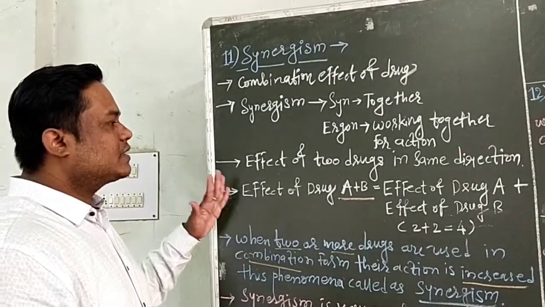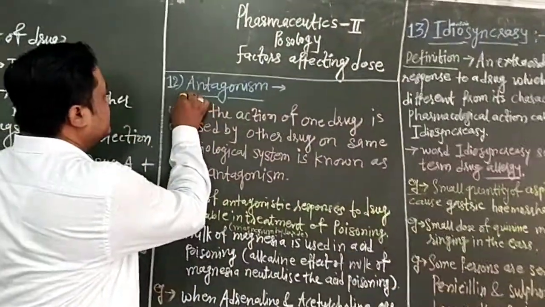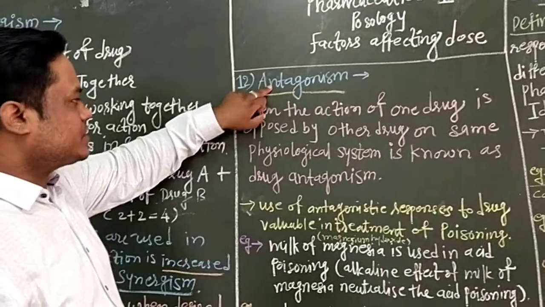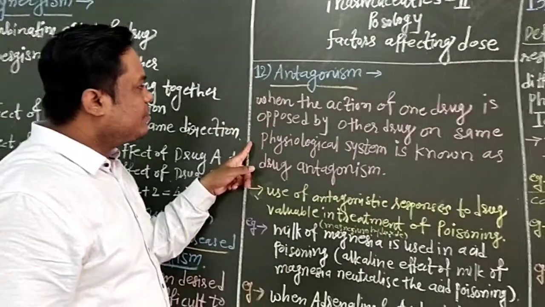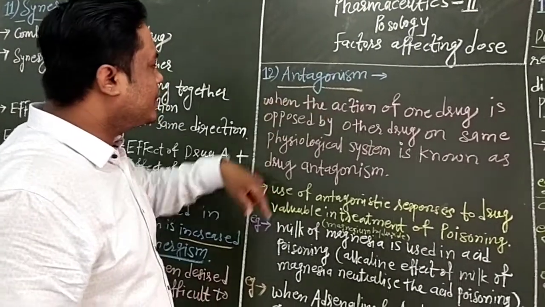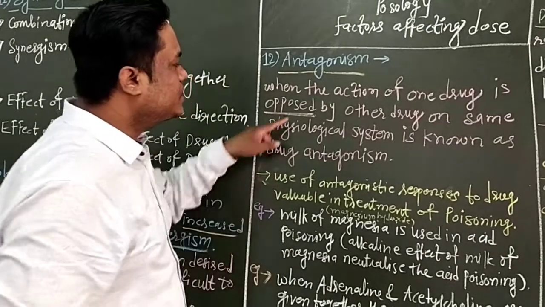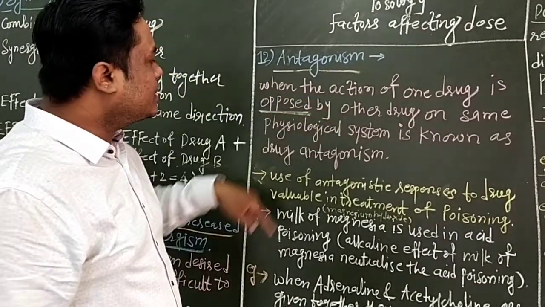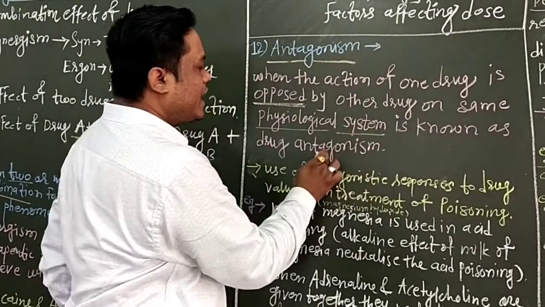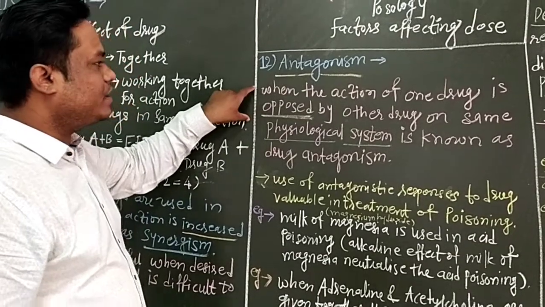Then you have to take the second, antagonism. What do you mean by antagonism? It is opposite to synergism. Anta means against. We have to see the definition. When the action of one drug is opposed by the other drug on the same physiological system, it is known as antagonism. This is the definition of antagonism.